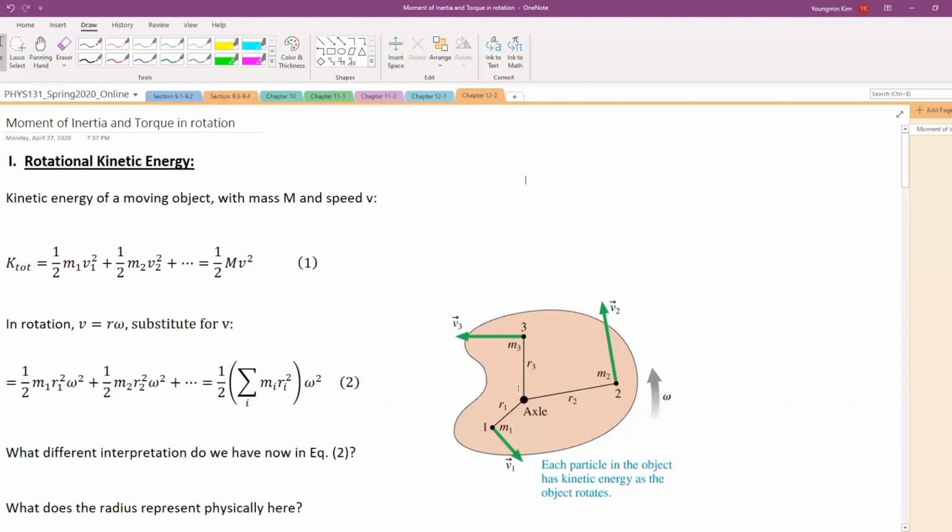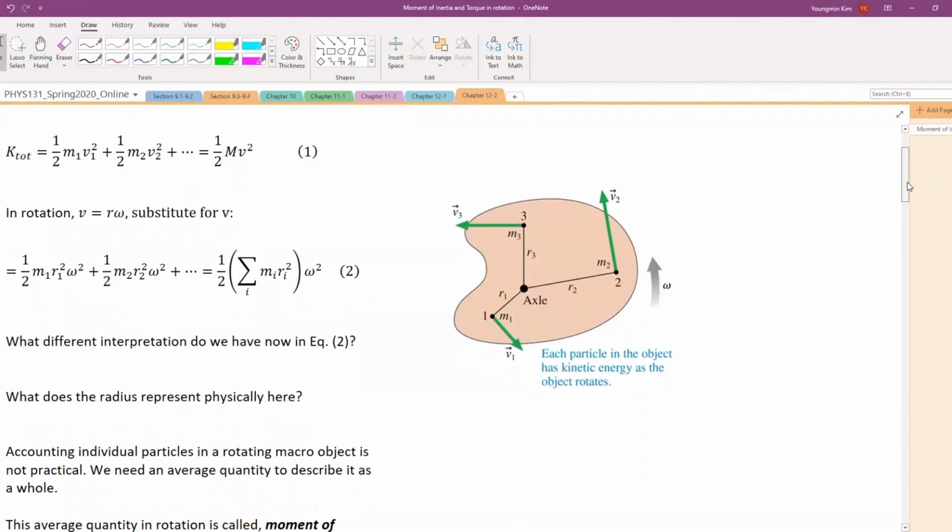To understand that, take a look at the figure on the right-hand side. This object is made out of many particles, out of which we have 3 individual particles indicated here. But this applies to every other particle that makes up this object. As this object rotates with angular velocity omega, each individual particle has its own rotational kinetic energy, and that is the mass 1 times the radius 1 away from the axis of rotation squared, times omega squared.